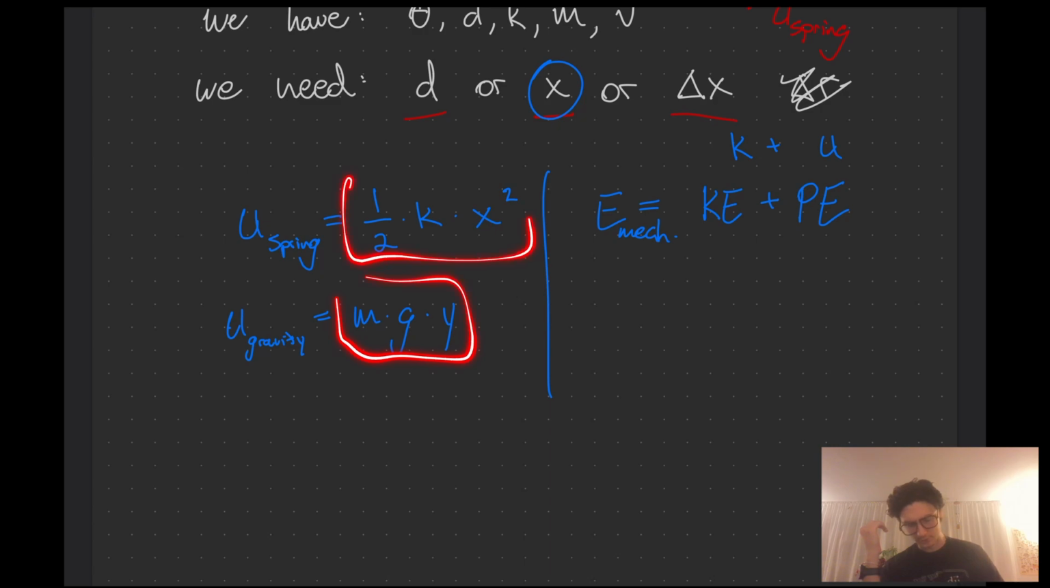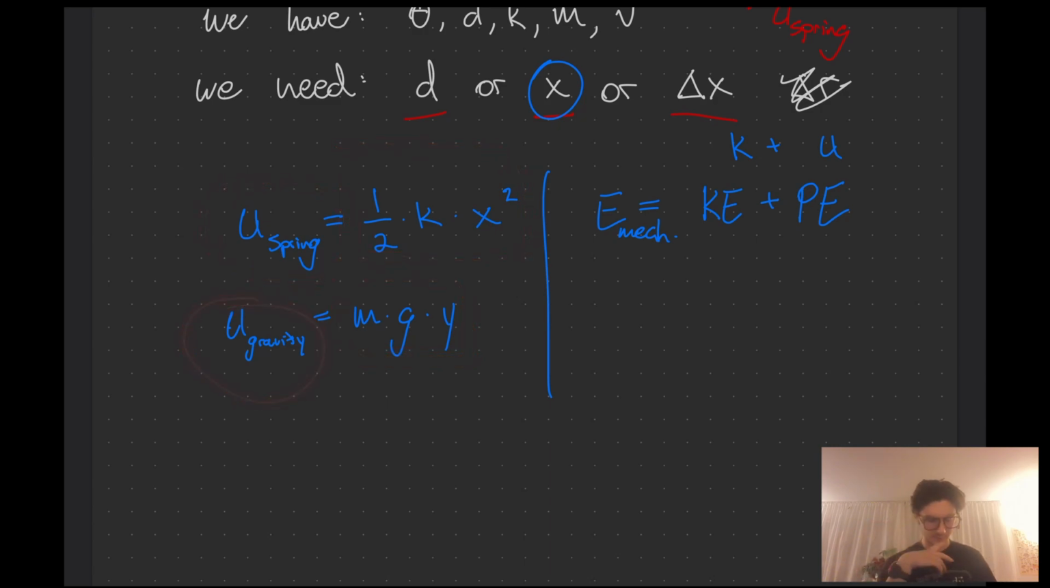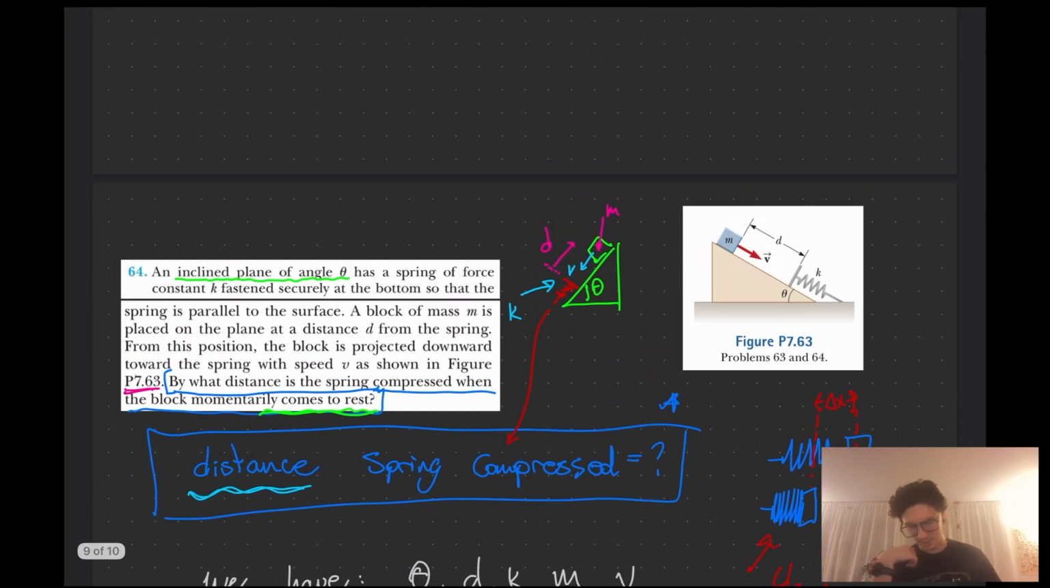So these are two equations that are important. This one is specifically related to the spring, and this one is specifically related to the height. Here, our block is a specific height up, so it has this mgy. And then it starts sliding down, and this mgy converts into kinetic energy.